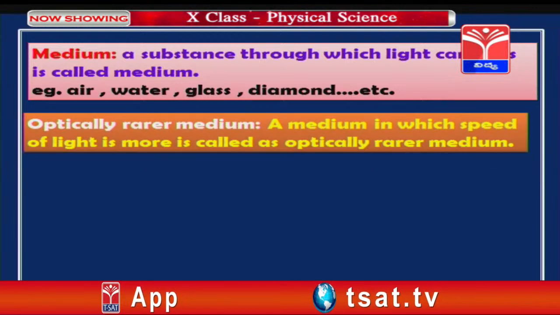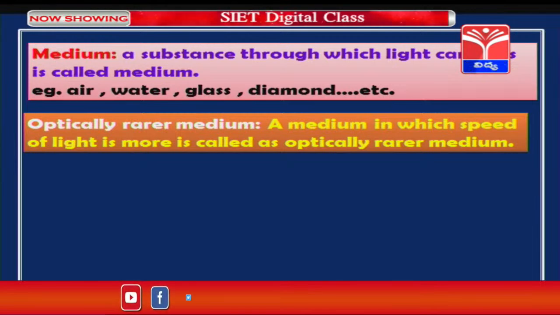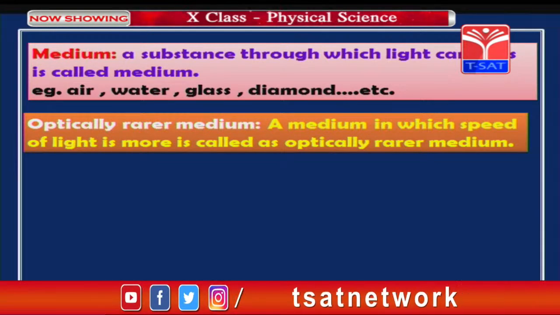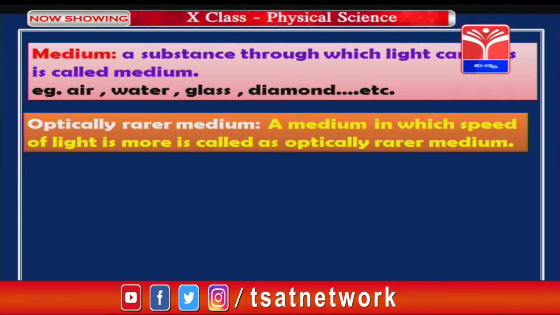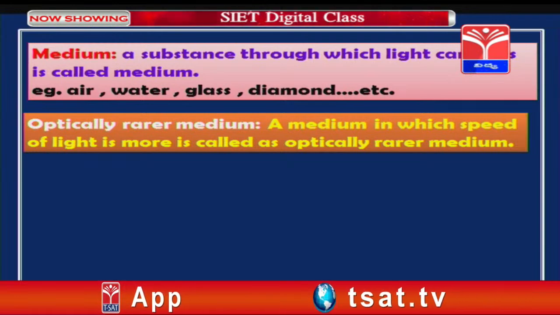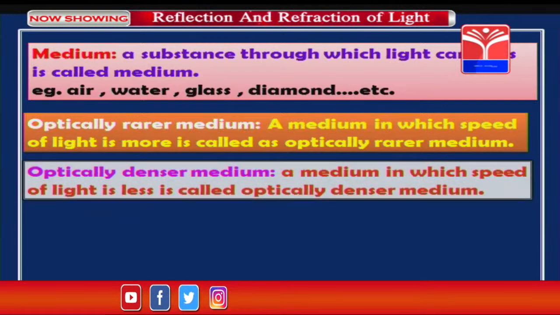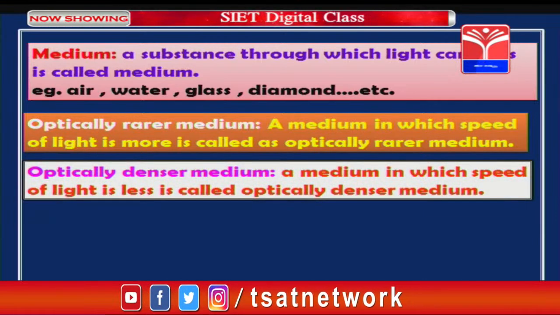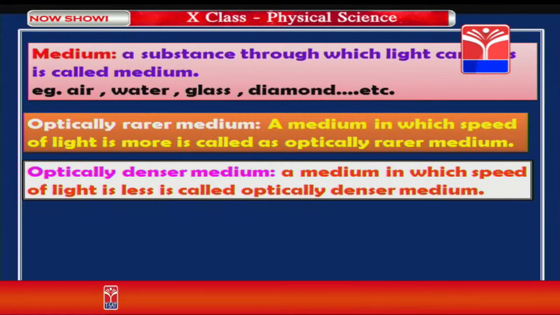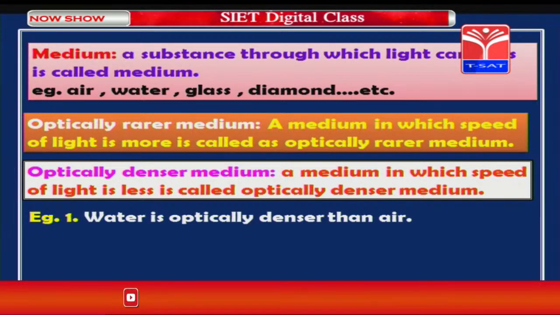Mediums are classified into two types depending upon their optical density. In that, first one is optically rarer medium. A medium in which speed of light is more is called optically rarer medium. Second one is optically denser medium. A medium in which speed of light is less is called optically denser medium. For example, water is optically denser than air.